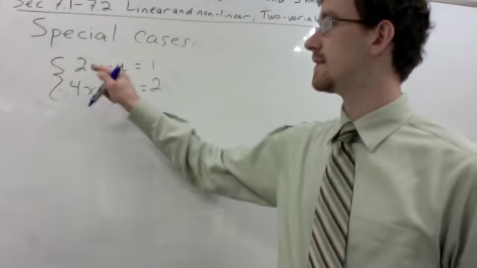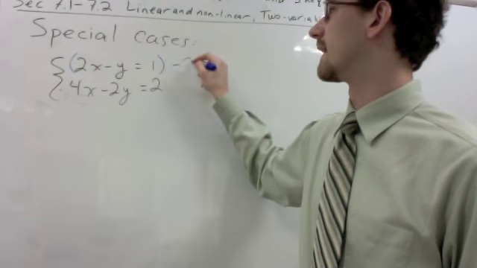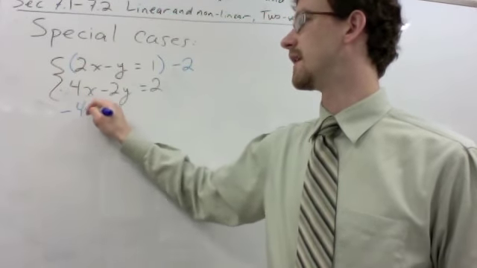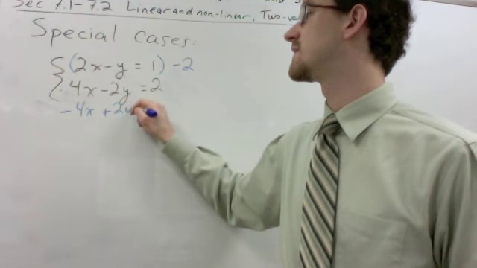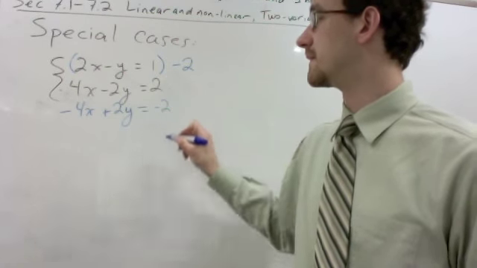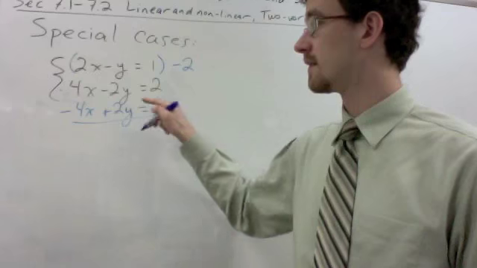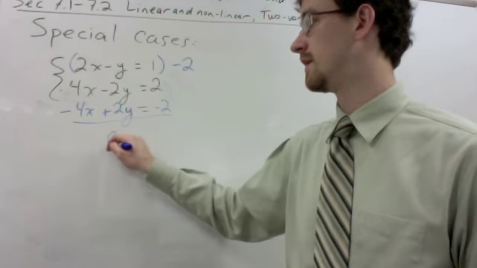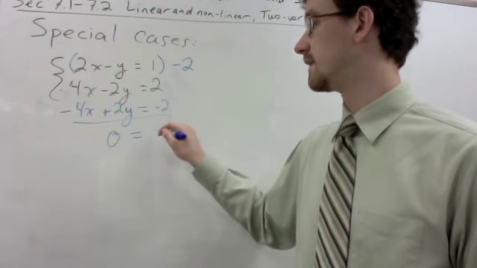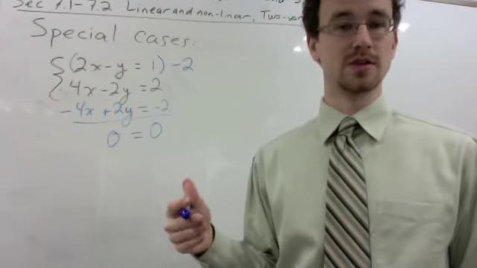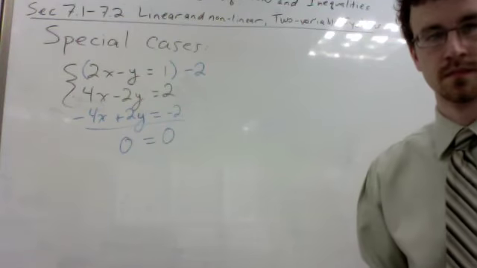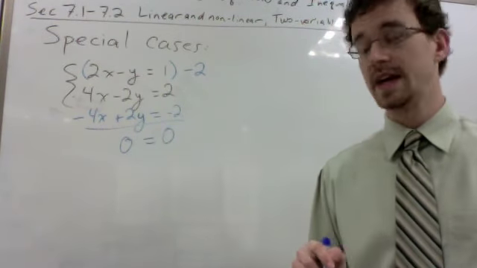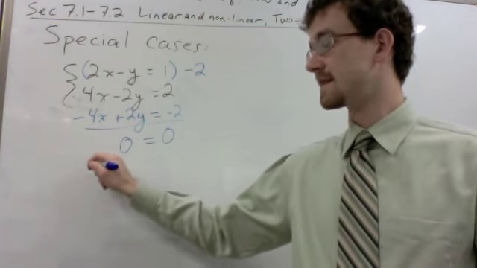If I multiply this first equation by negative 2, that gives me negative 4x plus 2y, sorry, equals negative 2. Now if we add them together, 4x minus 4x is 0, negative 2y plus 2y is 0, and 2 plus negative 2 is 0. 0 equals 0. That is a true statement, and therefore, because 0 equals 0 is a true statement, that means we have infinitely many solutions.